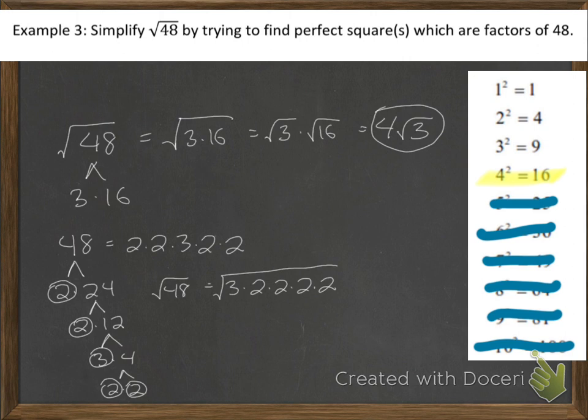Okay, so now remember what I said. Pairs of numbers can escape, and when they escape, only one of them gets out. So 1, 2 can escape. A second 2 can escape. And then what's still under the radical because it doesn't have a buddy to escape with? Well, it's the 3. Then we just do 2 times 2. 2 times 2 is 4. So we have 4 square roots of 3.